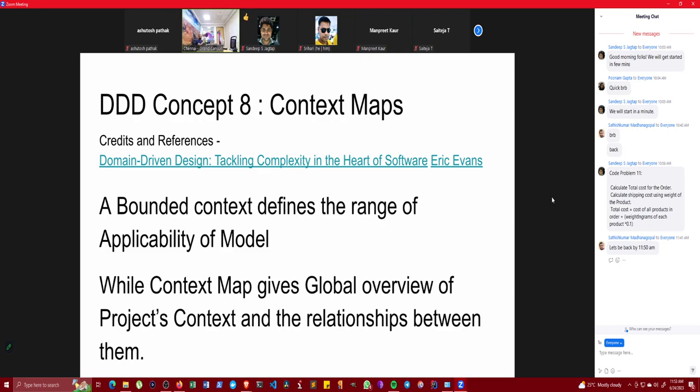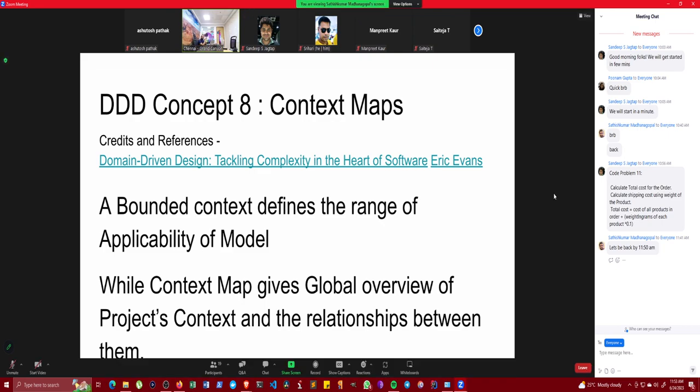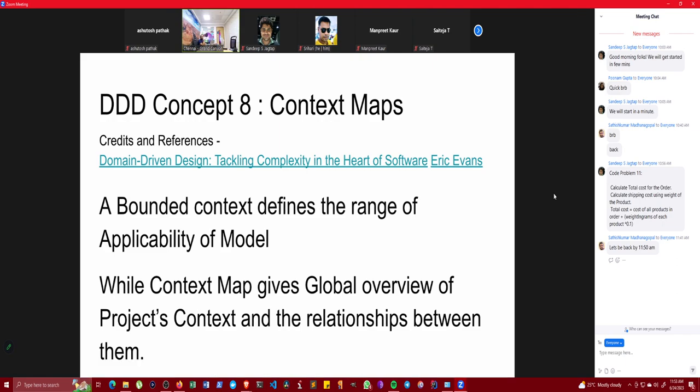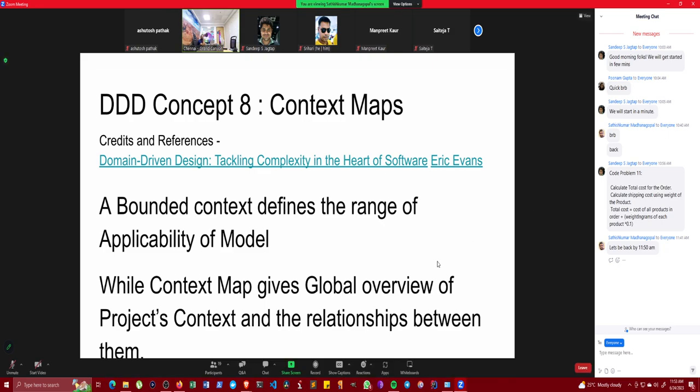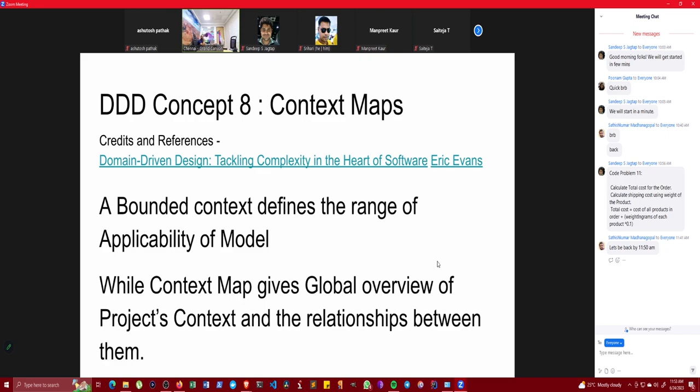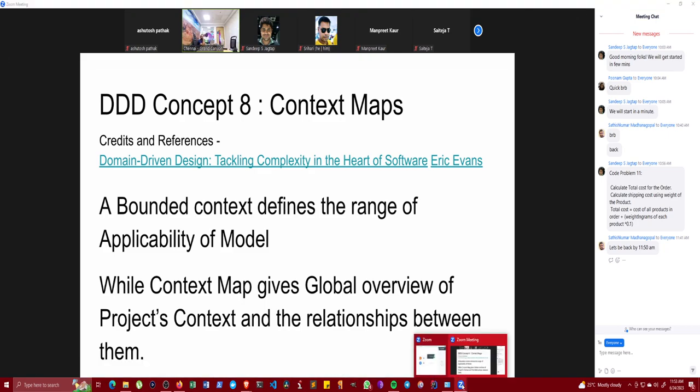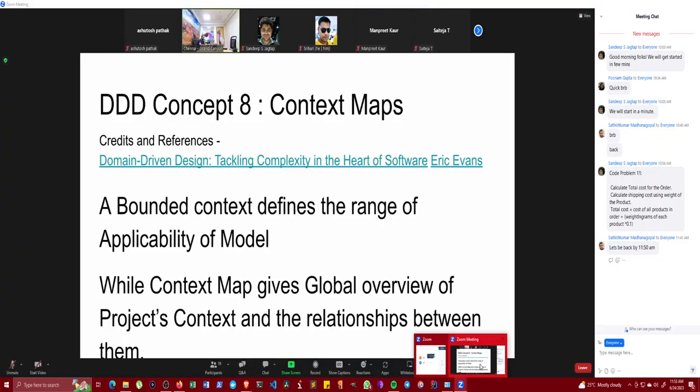Okay, so far we saw about bounded context and the ubiquitous language, right? In terms of bounded context, it allows us to break complex things into specific areas and focus on those. The context map gives us a global overview of how different bounded contexts are situated and how the interactions happen between them. How do they communicate with each other, and what is the relationship between each bounded context? This gives us a visual overview of these bounded contexts.